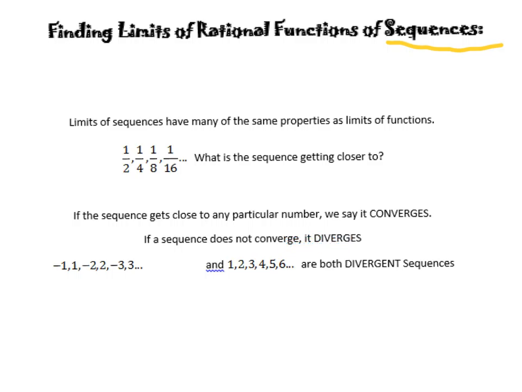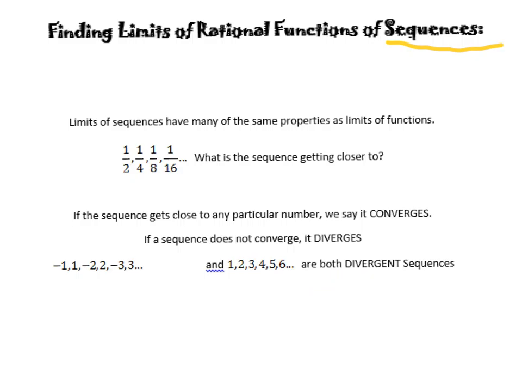So, for example, if I have -1, +1, -2, +2, -3, +3, if I keep going with that pattern, it's going to get bigger and bigger, even though it's going both ways. That's still considered divergent. Or if I have 1, 2, 3, 4, 5, 6, they're getting bigger and bigger, and they're not going to converge towards a certain number.